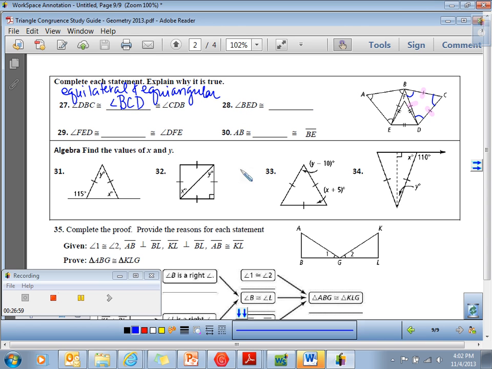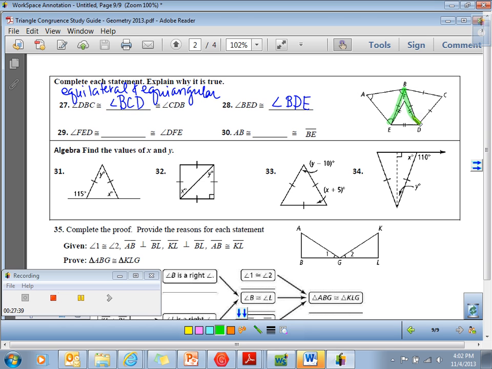Okay, do we need to keep going with these? Okay, 28. Angle BED is congruent to what other angle? It's actually BED and BDE, and I'll draw the picture so you can see it. Sorry, BDE, not F. Let me erase this. D has to be in the middle. If you said EDB, that'd be okay.